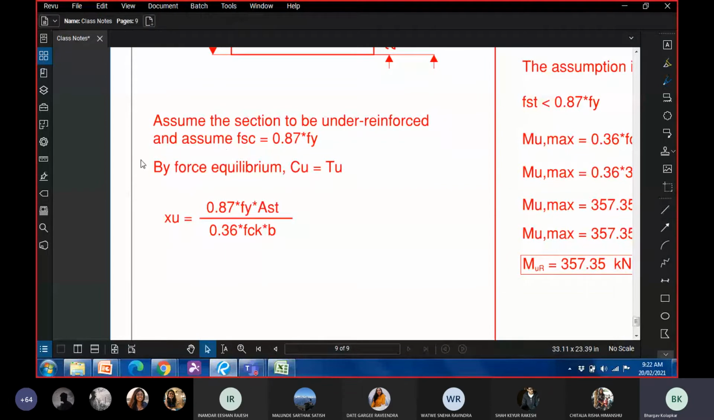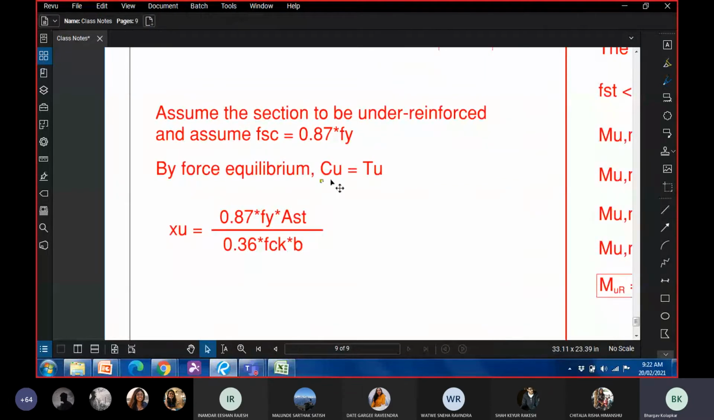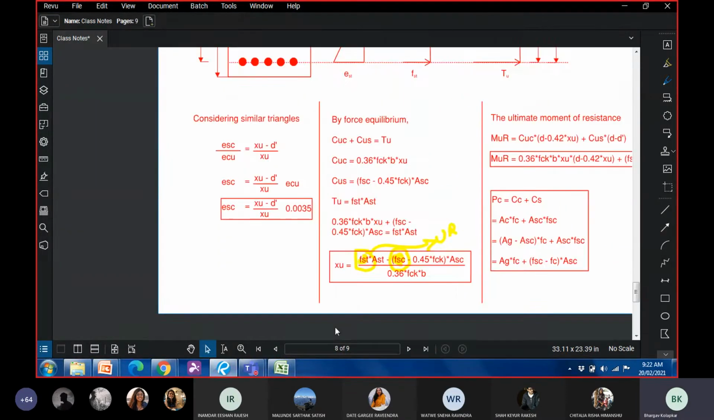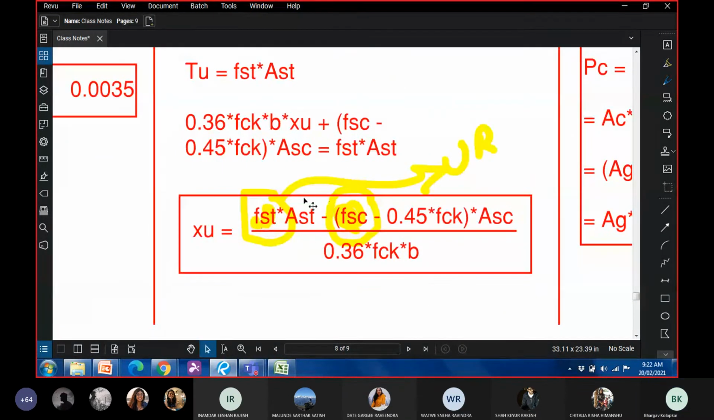Okay. And then as usual, by force equilibrium, that is by using CU is equal to TU, we are definitely going to have one more term here, which is the stress in steel in compression minus 0.45 times FCK times the area of steel in compression. This is nothing but the term that we saw here. So CU is equal to TU.